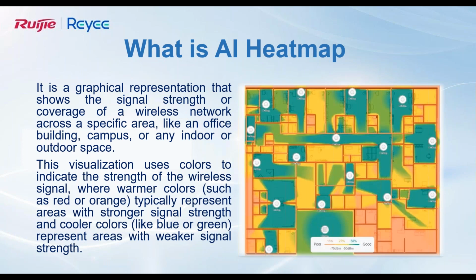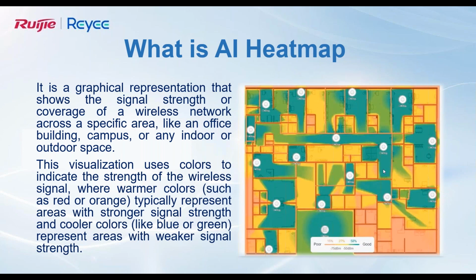What is a heat map? Well, it is a graphical representation that shows the signal strength or coverage of a wireless network across a specific area, like an office, building, campus, or any indoor or outdoor space, as we can see here in this image.